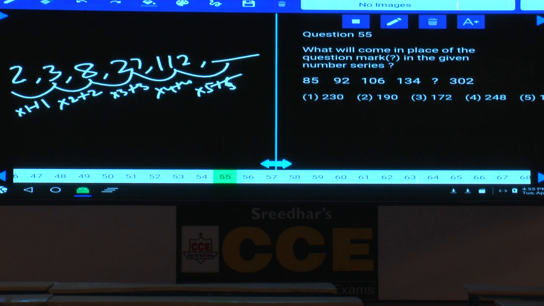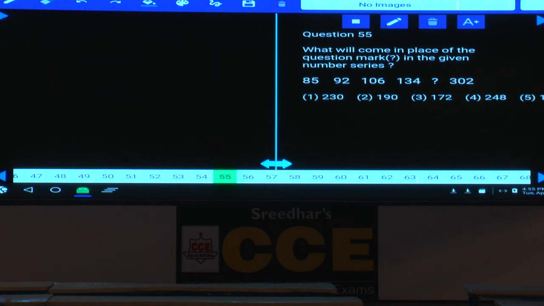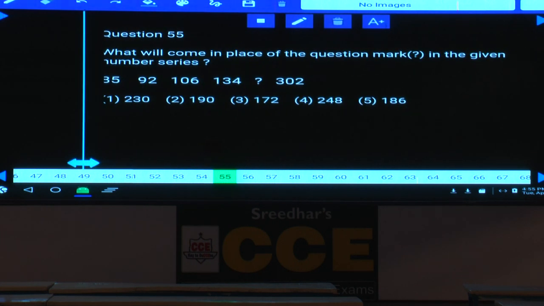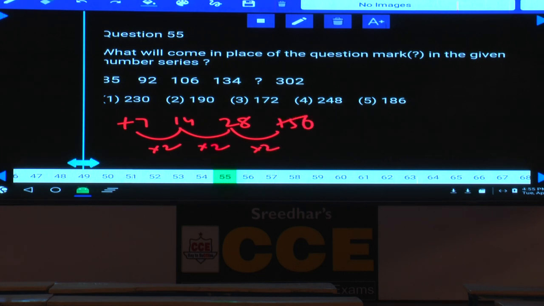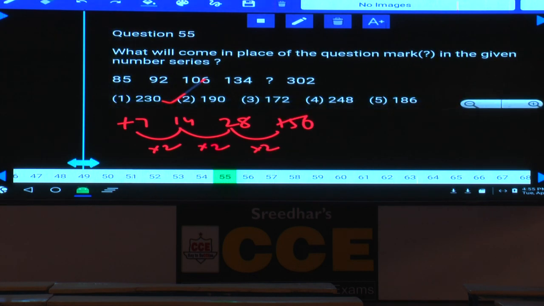Then coming to question number 55. Now in this 55, check out the difference. As the numbers are increasing at a smaller rate, we need to go for the difference. Tell me what is the difference here? The difference between these two is 7. Next difference, 92 and 106 is how much? 14. And the next difference, 106 and 134, here the difference is 28. 7, 14, 28. 7 into 2 is 14, 14 into 2 is 28, and the next one, 28 into 2 is 56. Hence, 134 plus 56, what is your answer here? 190, that is choice 2. Done with this?